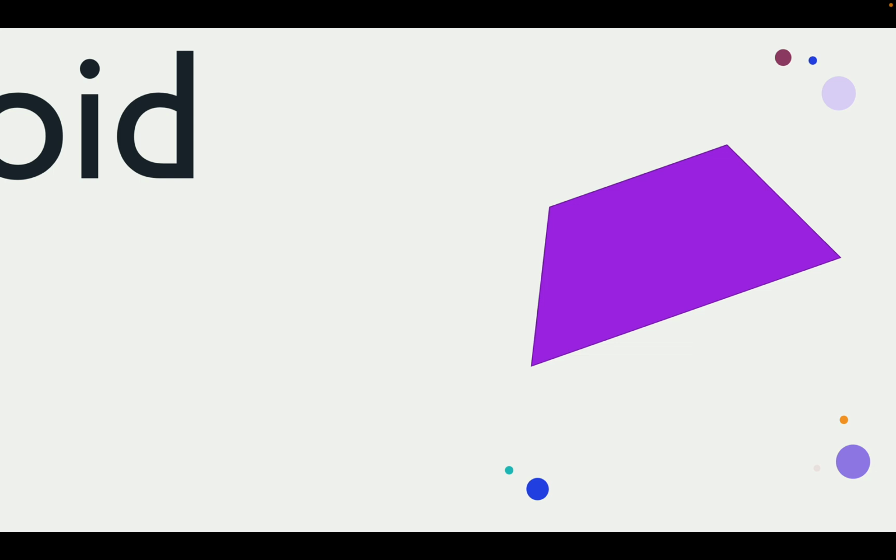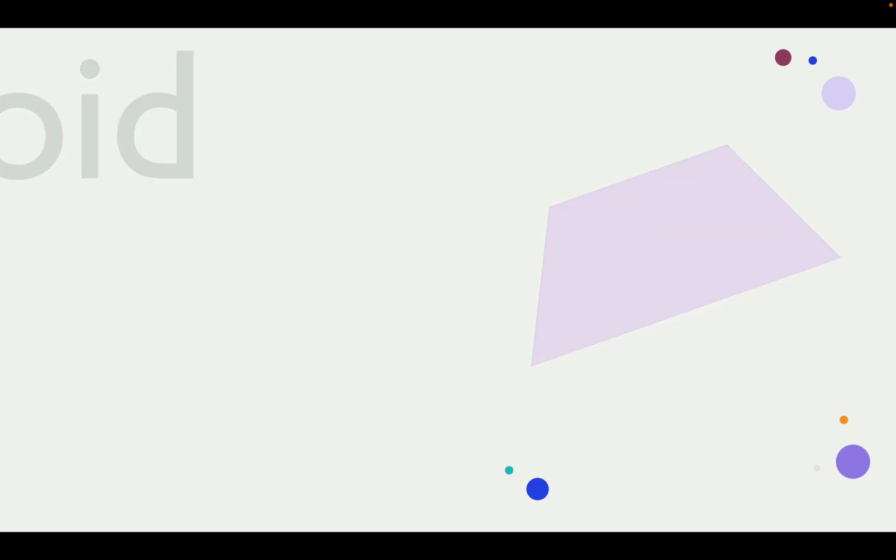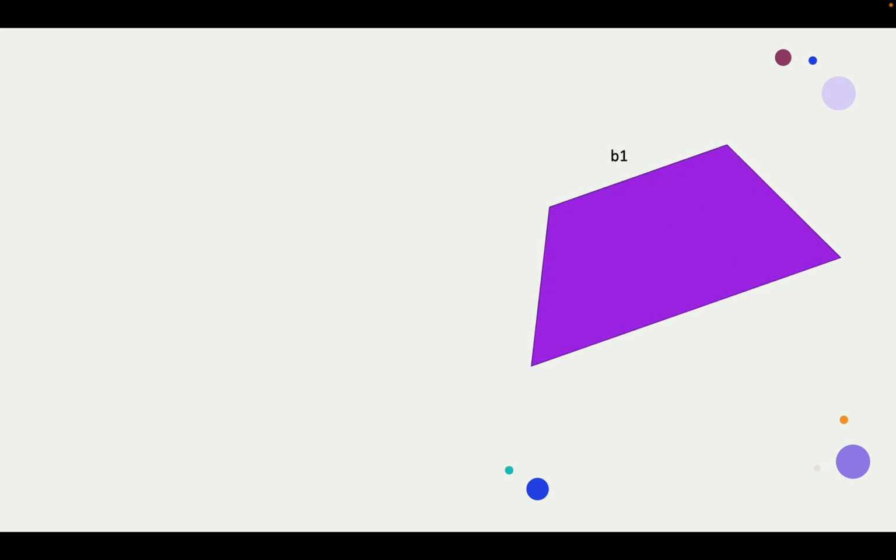There's my trapezoid. Now, let's go ahead and label the parts of a trapezoid. Here's my first base, the top. They call it one of the bases in a trapezoid. Here's the second base down here on the bottom. Here's the height of the trapezoid.